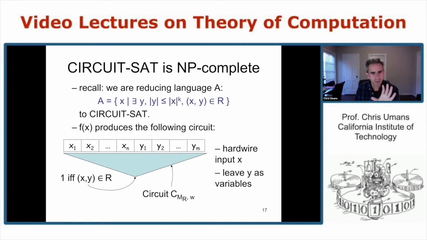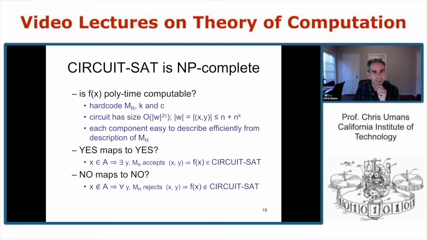So I think that's maybe the picture to look at, and then we just say it in words on the next slide. We have to check, at least the way I like to talk about doing reductions, these 3 questions. Is the reduction polynomial time computable? Does yes map to yes, and does no map to no? I'll talk through those, but we saw it on the previous slide.